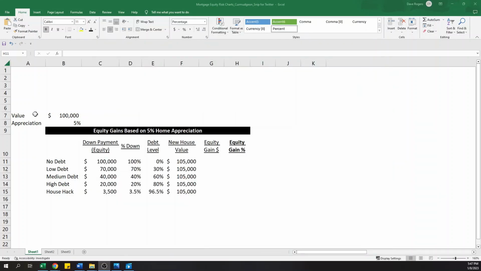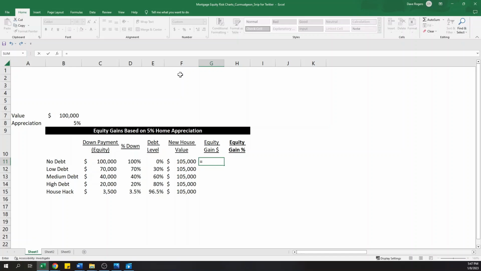So the Excel table here just starts with the value of $100,000. We're going to appreciate it by 5%, get our new house value, calculate the equity gain, and then the equity gain percentage. So on the left, we have our various levels of debt, from no debt, which is 100% cash, all the way up to a house hack, which is 96.5% debt level or 3.5% down. That's really some of the highest debt you can get except for a VA loan, which would be 0 down and 100% debt essentially.